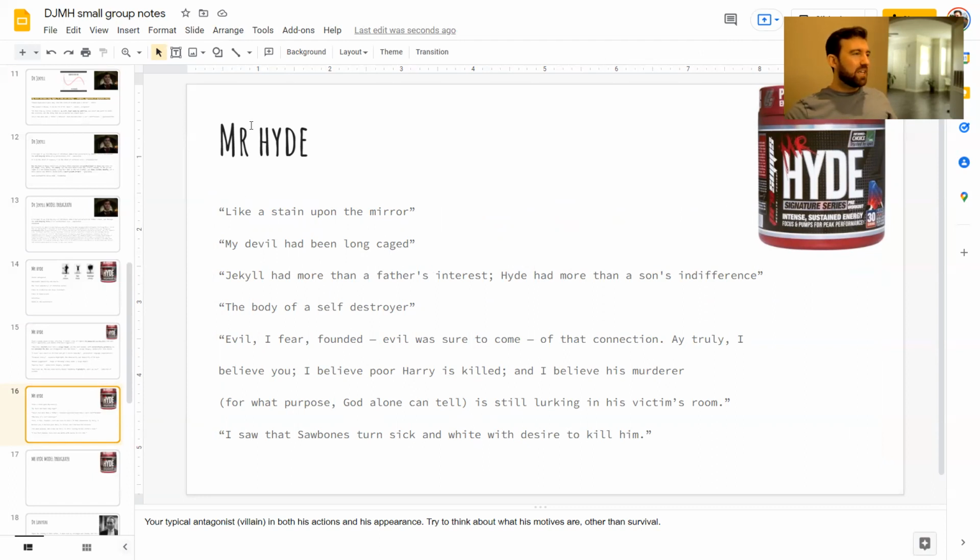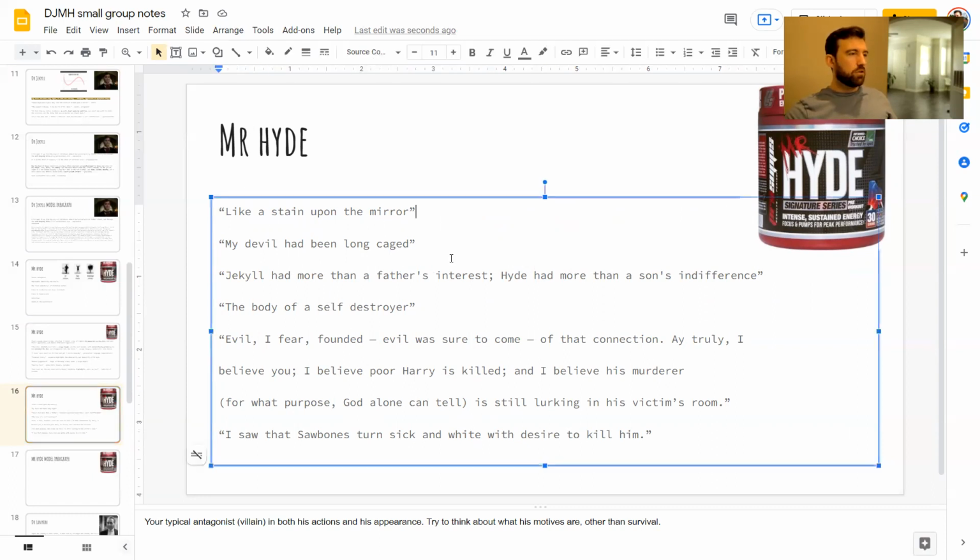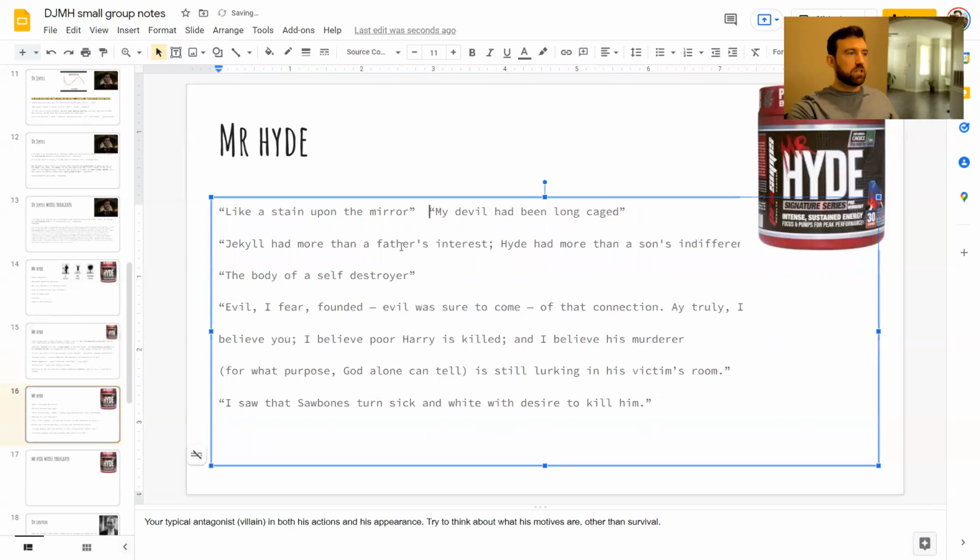So at the beginning, Hyde is described as being like a stain upon the mirror. And at the end, Dr. Jekyll says, my devil had been long caged. He came out roaring. I'm actually going to put these together. So these are really interesting quotes because they show Hyde's growing power. Now, he's a static character, but the power that he has within the novel does grow.